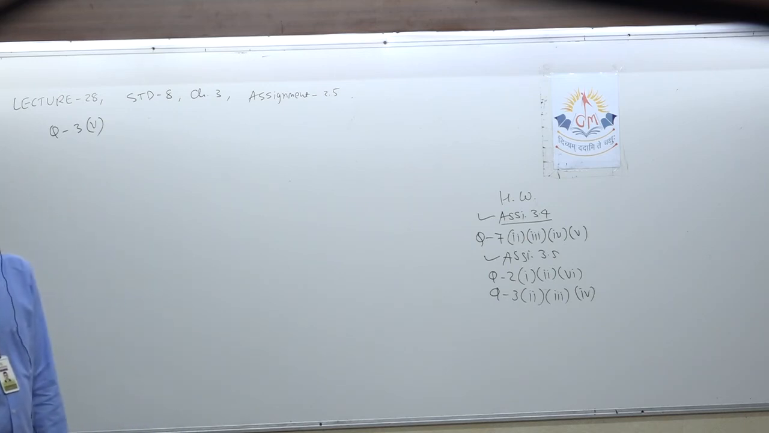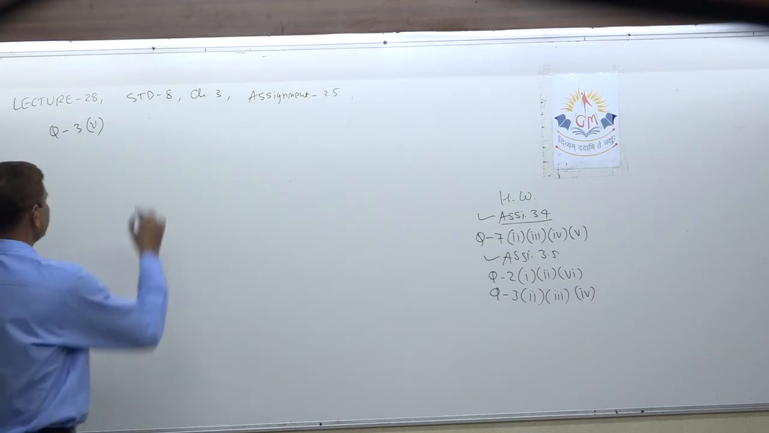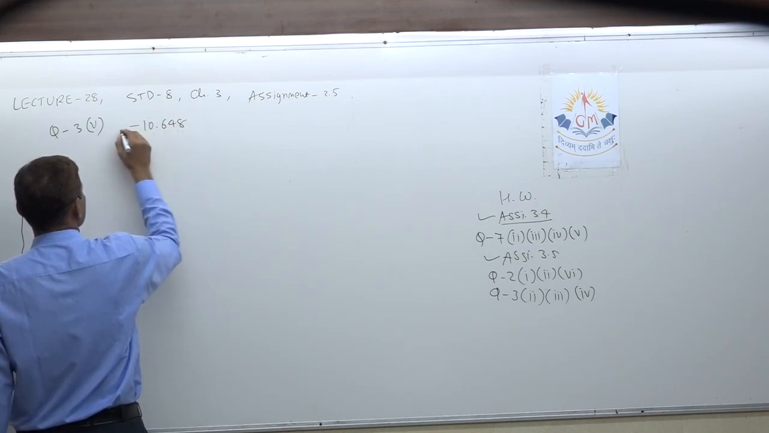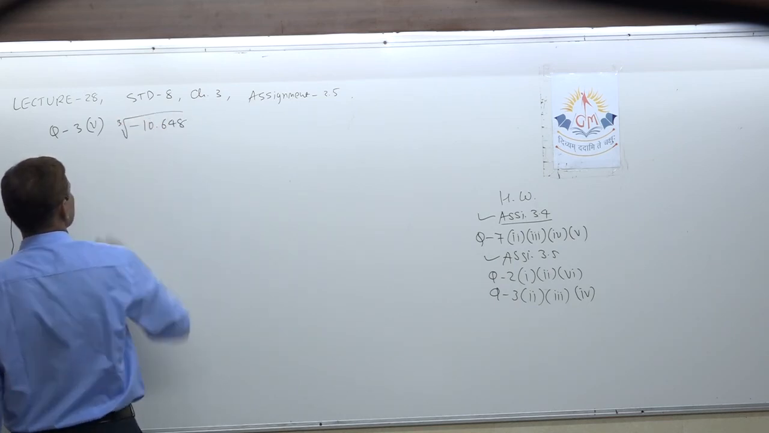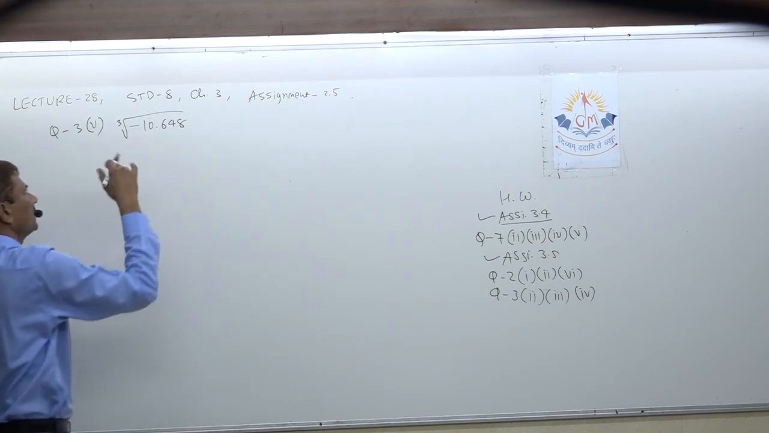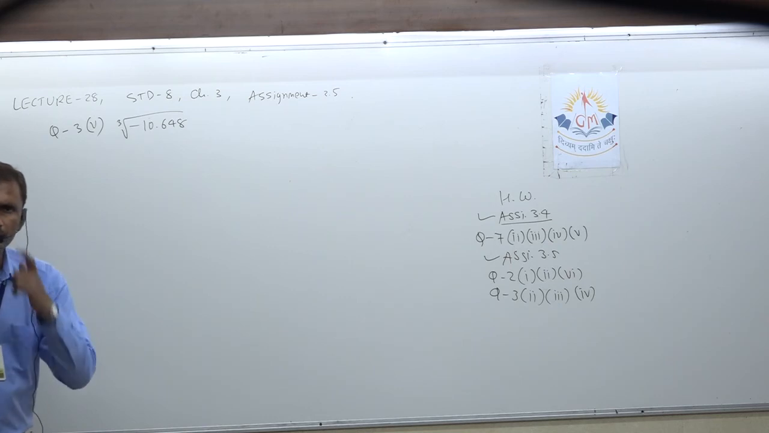Okay, it is given minus 10.648, the cube root of this number. So we are just finding the cube root of plus 10.648. At last only we will find the sign.